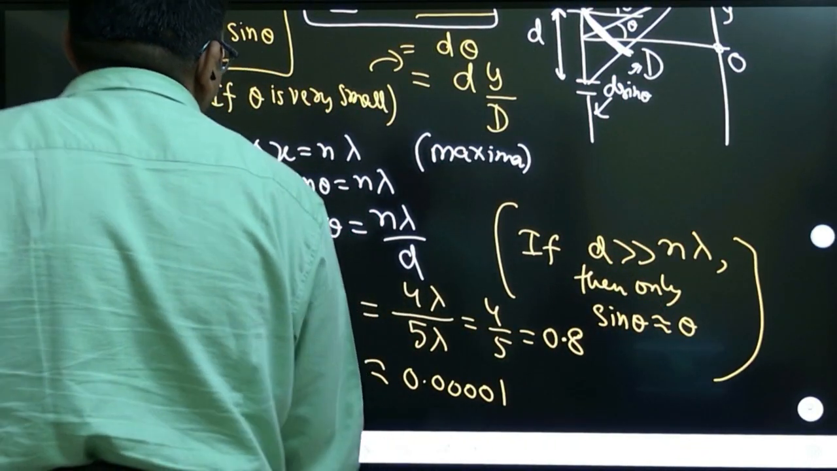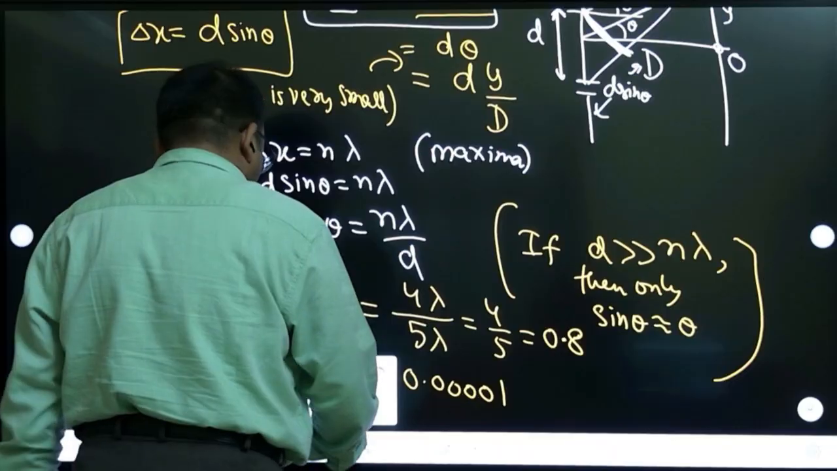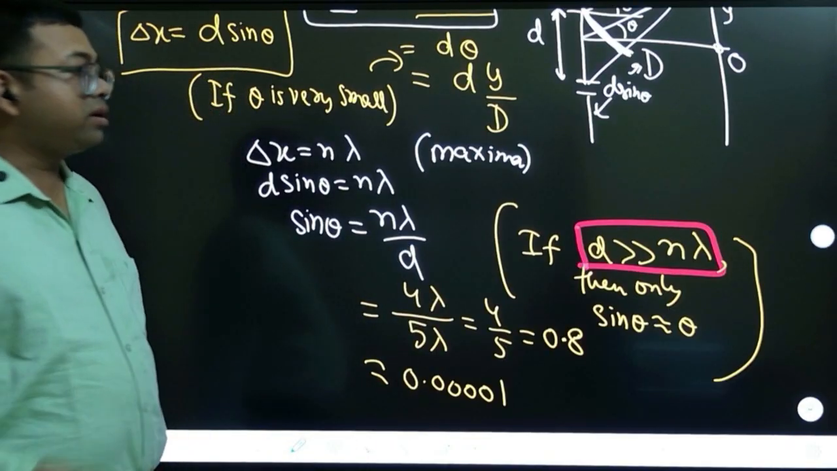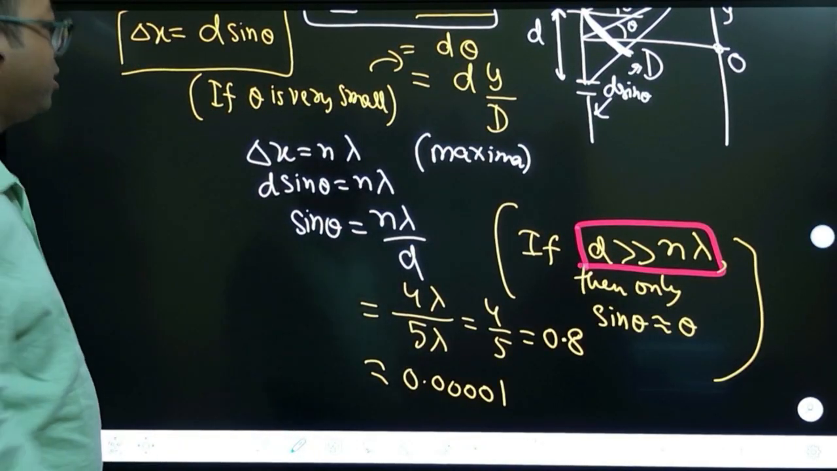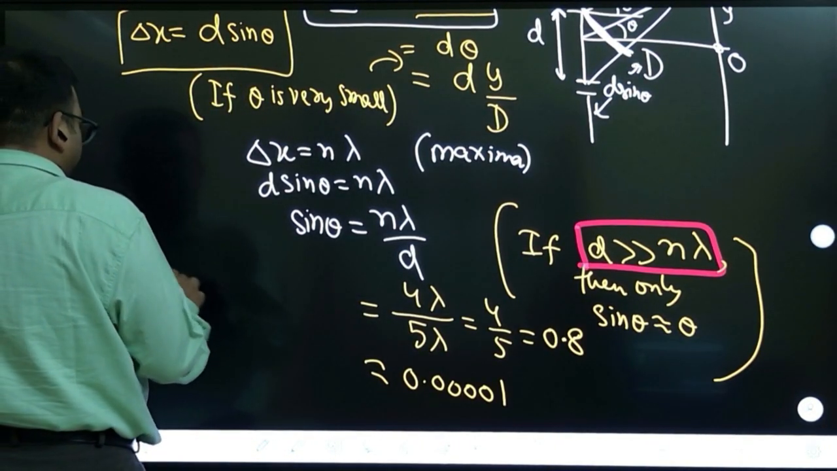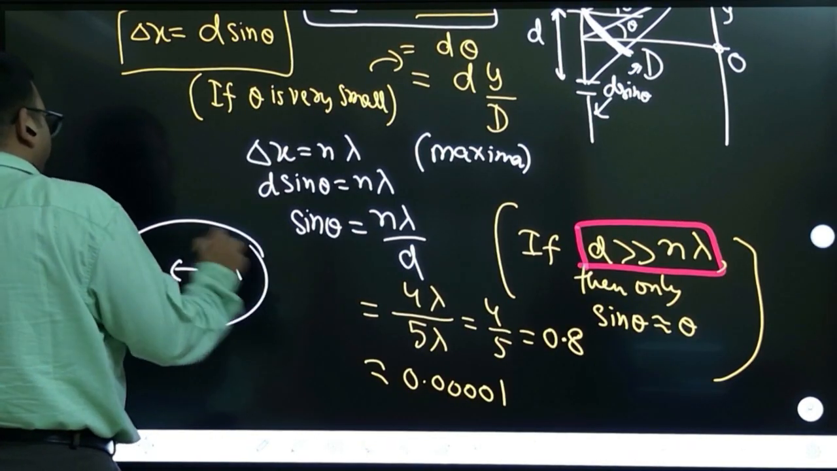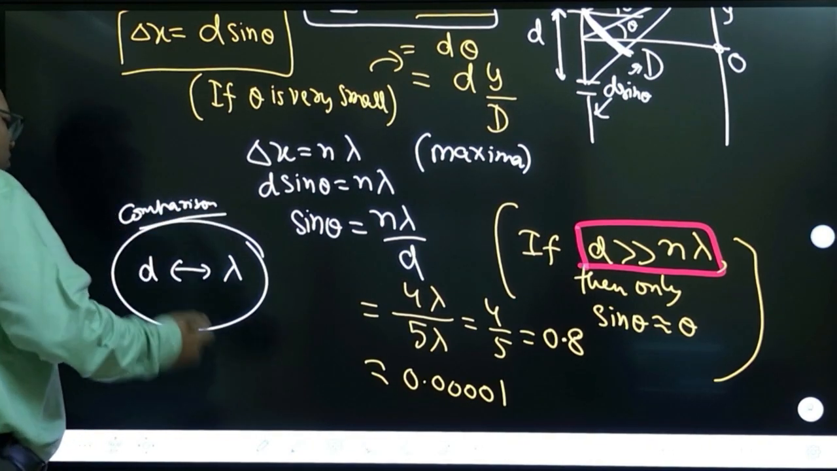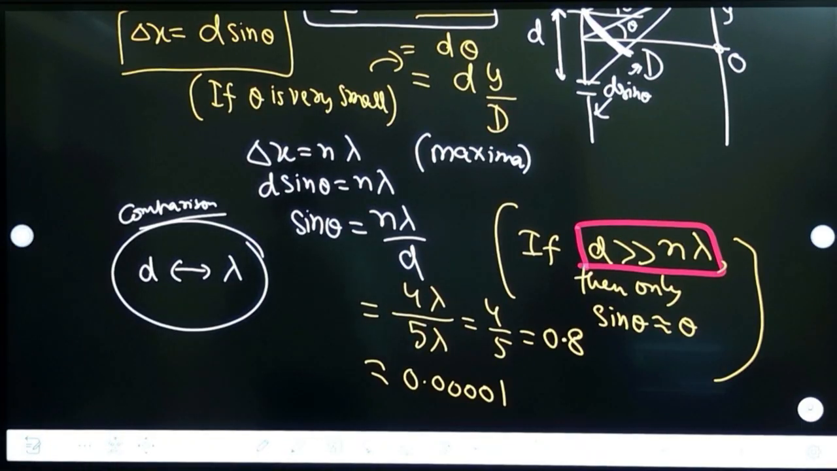Yeah, so that means before using the formula, you check this condition. You have to check this condition. You compare d and lambda. If d is almost, let us say, 1000 times larger than lambda, or 100 times larger than lambda, then you can use sine theta as theta. Otherwise, we should not use it. Okay.